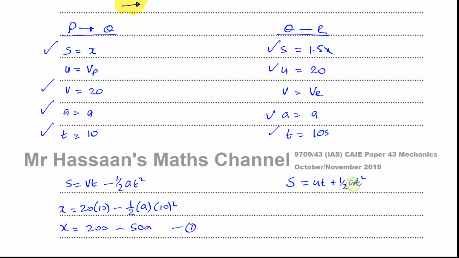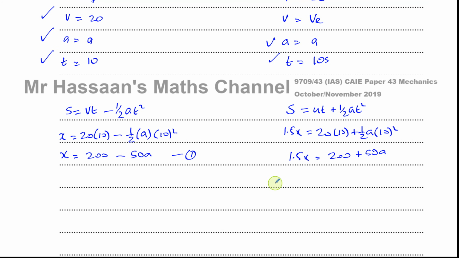And if I use S equals UT plus a half AT squared for this one, because I know what U is, I've got 1.5x equals U, which is 20, T, which is 10 again, plus a half times A times 10 squared. So I'm left with 1.5x equals, that's going to be 200, plus half times 100, which is 50A. So now I have these two equations, which I can solve simultaneously.